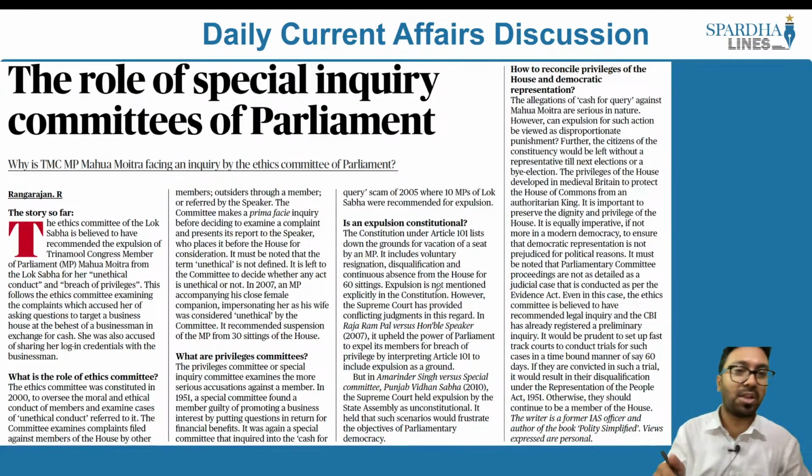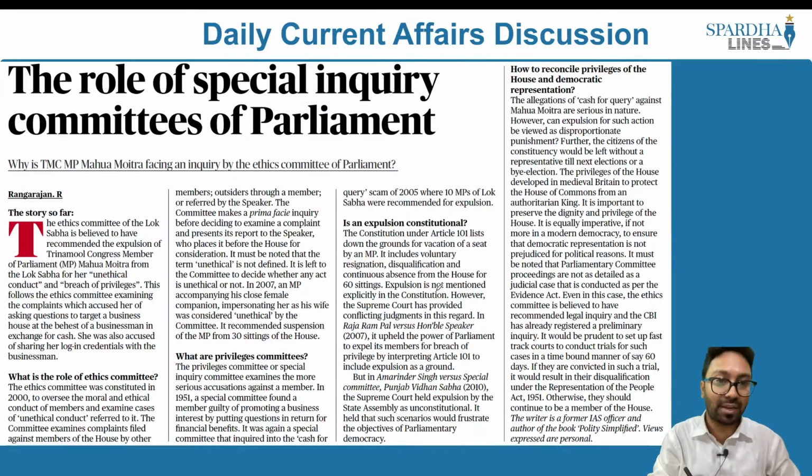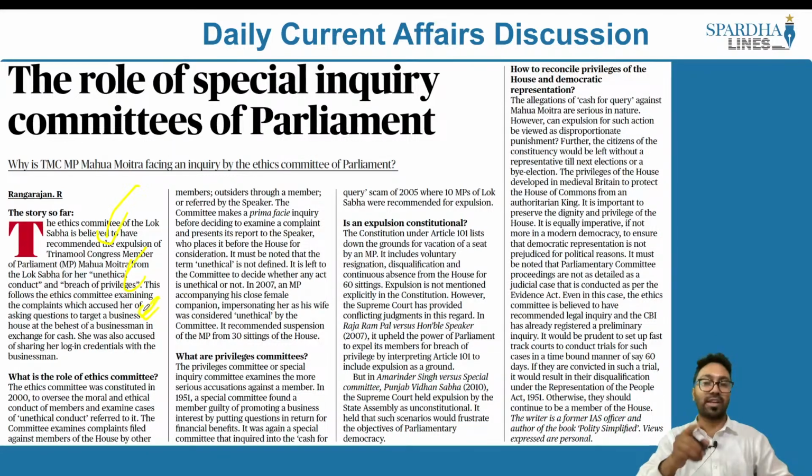So the ethics committee of Lok Sabha is believed to have recommended expulsion of the Trinamool Congress member Mahua Moitra, of the Lok Sabha, for her unethical conduct and the breach of privileges. This follows the ethics committee examining the complaints which accused her of asking questions to target a business house at the behest of a businessman in exchange for cash.